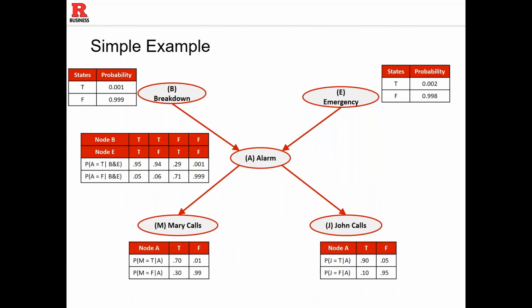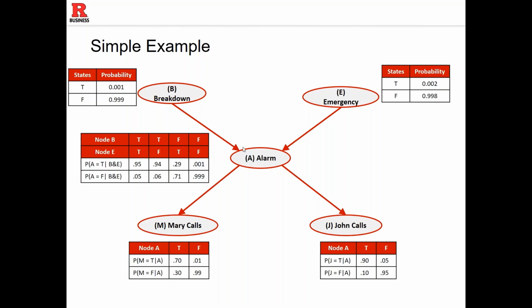But let's say we have data on this process. Let's say this is a very mature process, and I know the data. I can compute these probabilities going through the table. I can compute these conditional probability tables here. For instance, for a breakdown, there's a probability of 0.001 or 0.999, true or false. Similarly, we can compute that same probability from our data for an emergency occurring as well.